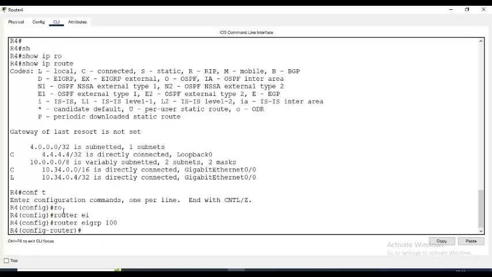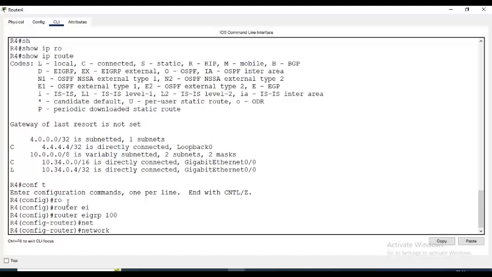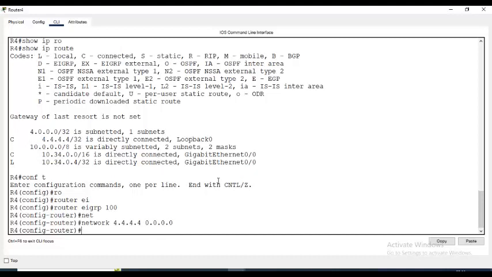And then, what are the networks? If you want to simply say 4, you can say 4.0.0.0. Or if you want to fully match with all these 32 bits, then you need to say 4.4.4.4 and then a wildcard mask. What is this called? Wildcard mask. Wildcard mask is opposite to subnet mask. If your subnet mask is 255.255.255.255, then what will be the opposite? 0.0.0.0.